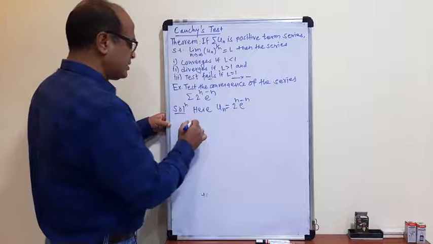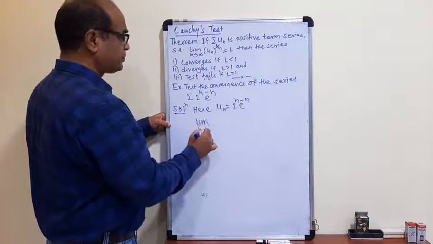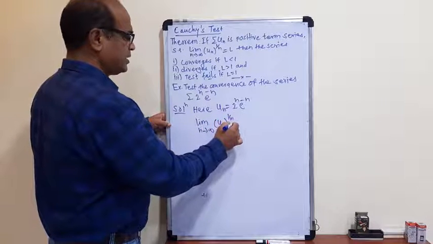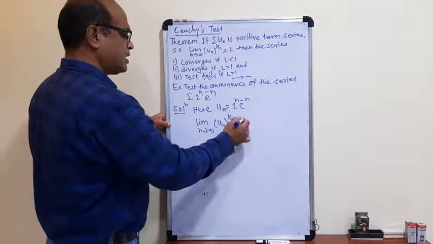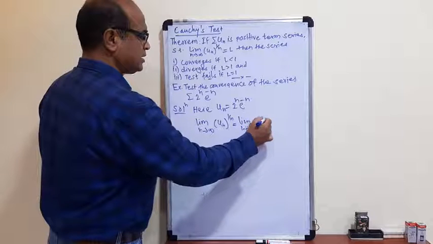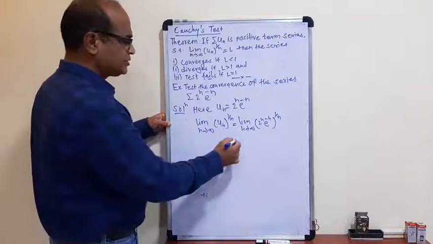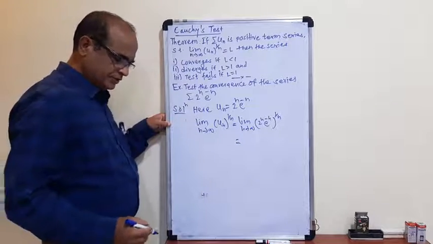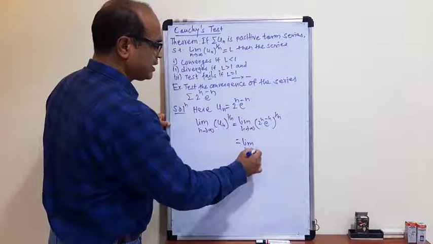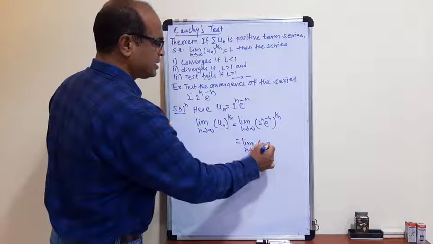So what happened? Limit as n tends to infinity of un raised to 1 upon n. What is un? Un is (2 raised to n e raised to minus n) raised to 1 upon n. Okay, so this is equal to limit as n tends to infinity, where n gets cancelled, so that is 2 e raised to minus 1.